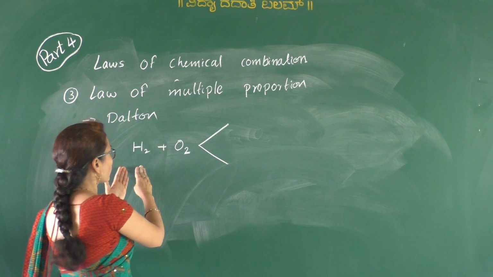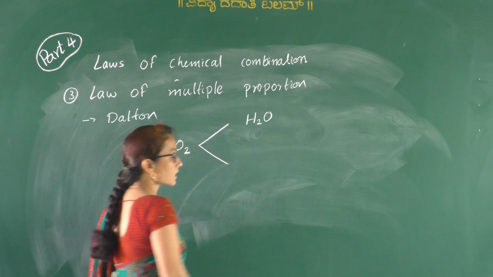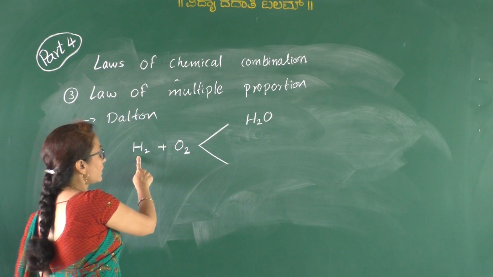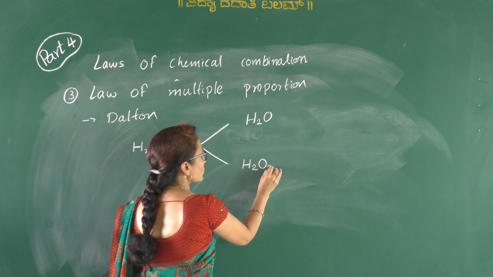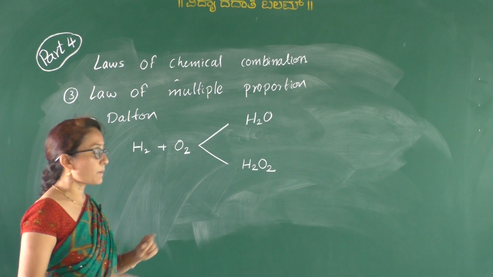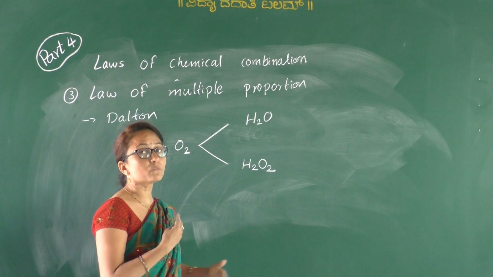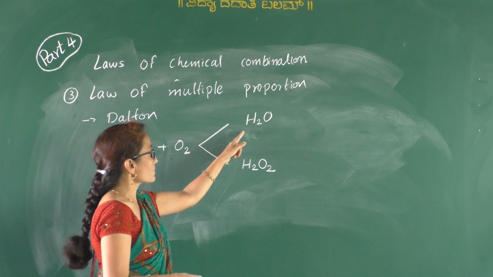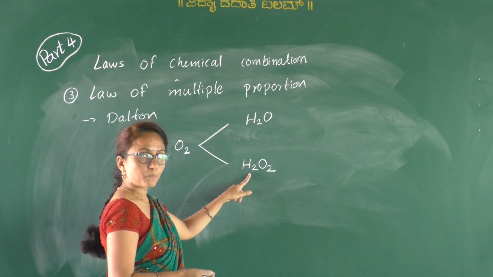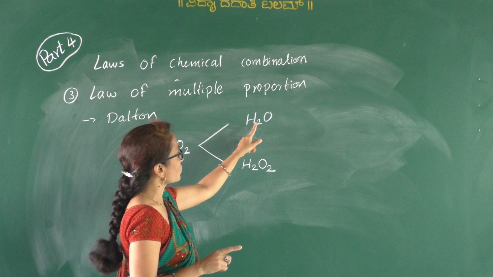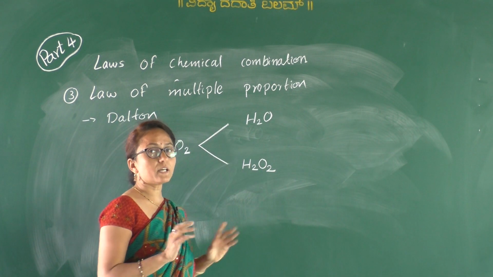So generally we say that when hydrogen combines with oxygen, water is formed. That is one compound. Okay. And also hydrogen combines with oxygen, it also forms another compound, that is hydrogen peroxide. So two elements combine to form more than one compound. So it forms two compounds, one is water, another one is hydrogen peroxide. In these two compounds we have only the two elements, hydrogen and oxygen, but these two compounds are different.